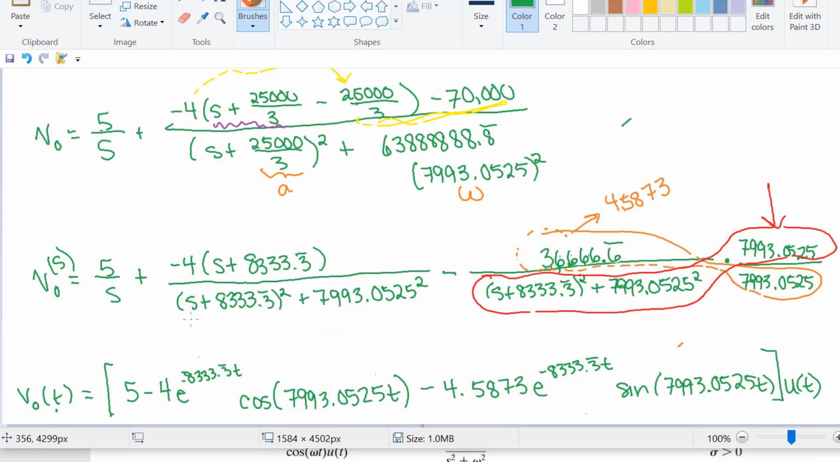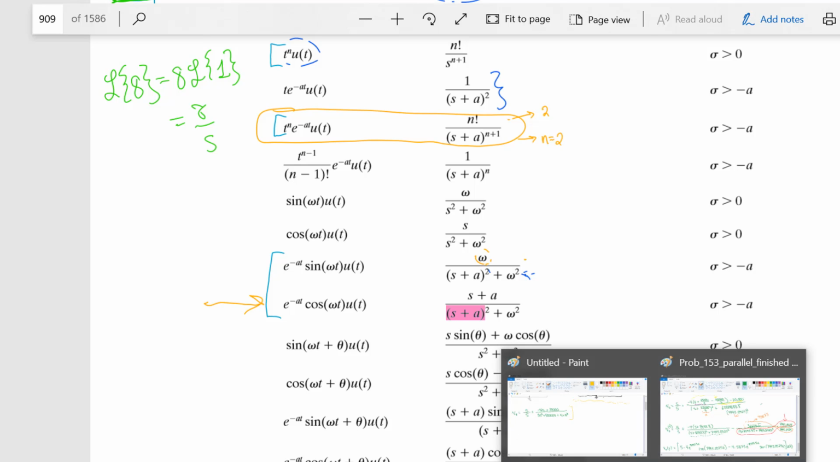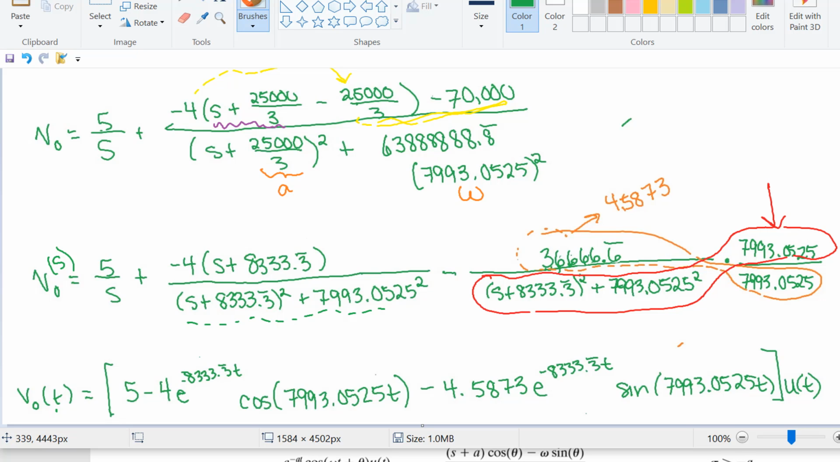And then I manipulated this fraction so it matched the cosine. So this one right here, right? It was the s plus a over s plus a squared plus omega squared. So e to the negative at cosine omega t. So e to the negative, my a was the 25,000 over 3, or decimal form, 8,333.3, the negative. So e to the negative that, and then cosine omega t.